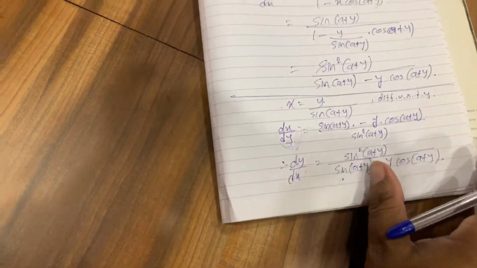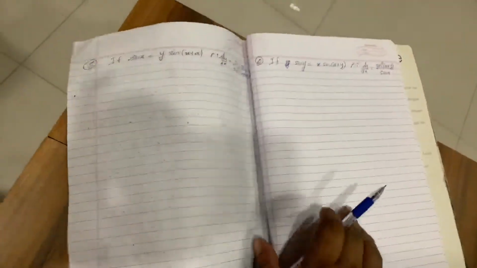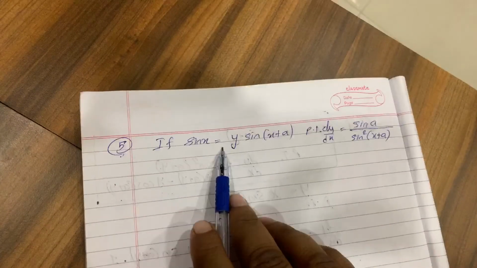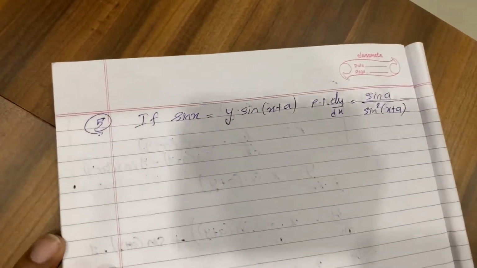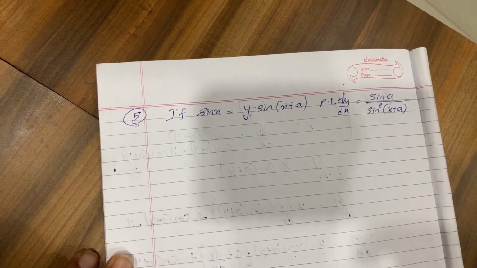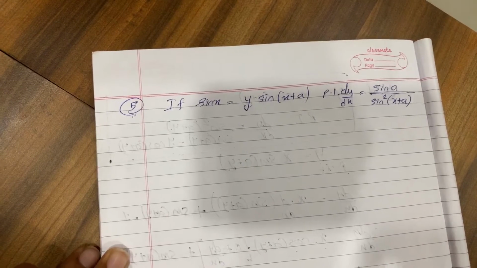And now we are going for sum number 6. Okay, so here is the question. If sin x equals y times sine of x plus a, prove that dy by dx equals sine a over sine square of x plus a.